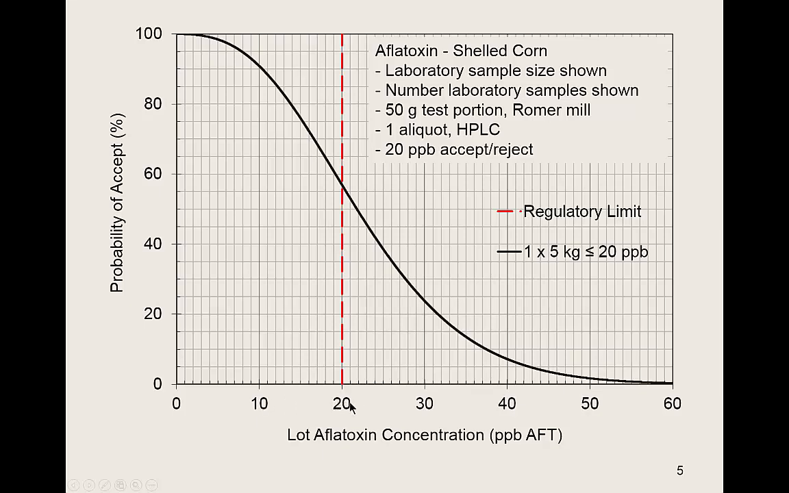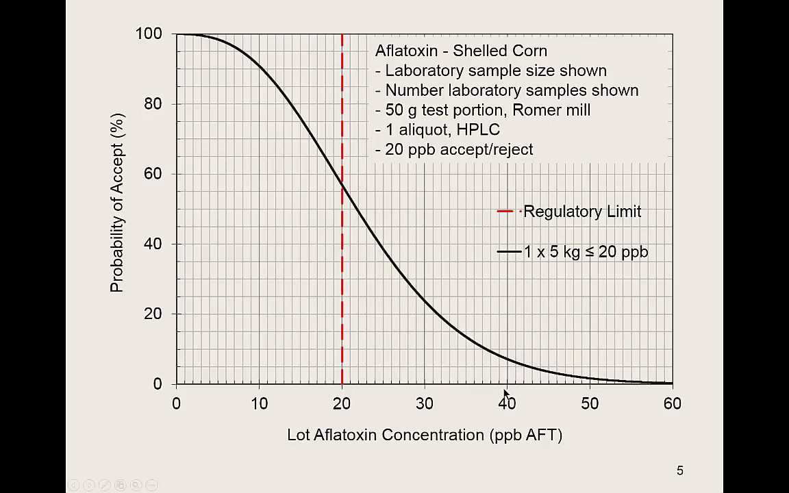For all lots at the regulatory limit, in this case 20, this testing plan should accept roughly 55 to 56% of all lots tested that are truly at 20. And all lots tested by this testing plan that are truly at 30 ppb, which is above the limit and should be rejected, about 24% of the lots will be accepted, and all others will be rejected. So this is how we use the operating characteristic curve.